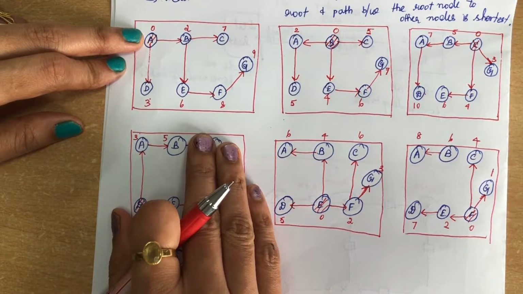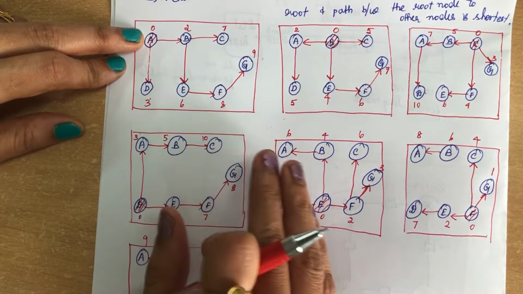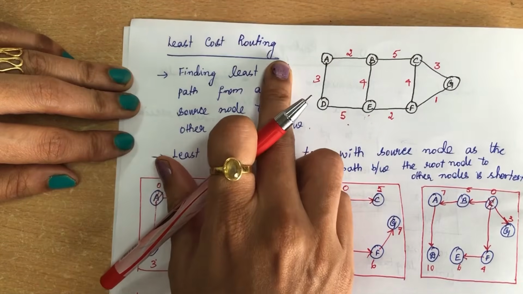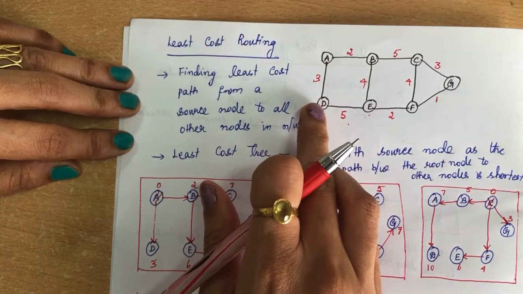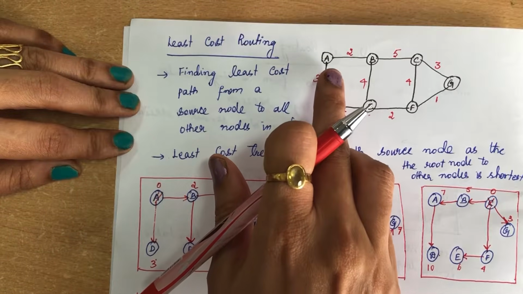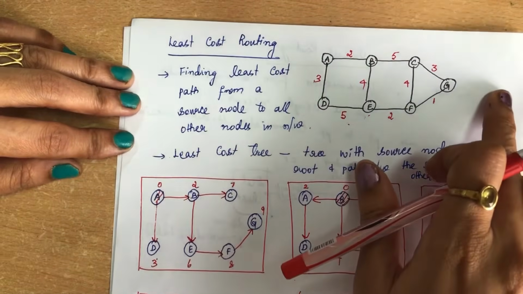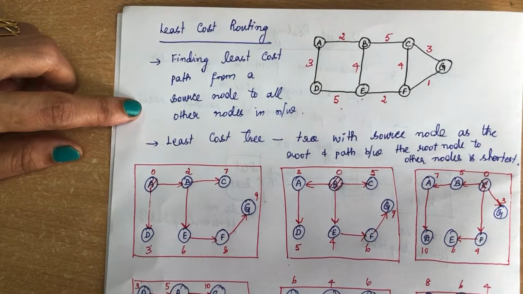So by using this, we can find out the best route for finding the shortest path between the two routers. Okay, this routing is called least cost routing. In least cost routing, we find the least cost route involved in traversing from the source node to all other nodes inside the network. Okay, this is all about least cost routing.